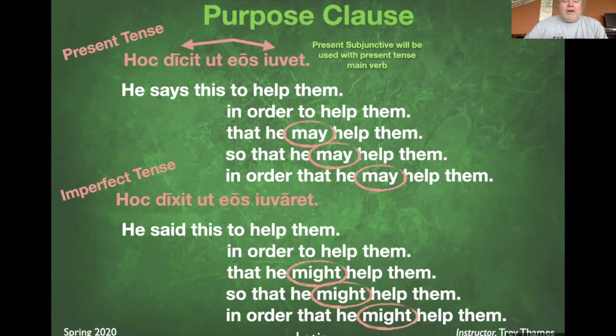So I want to point this out here, that if the main verb is present tense, you're going to have present subjunctive. Present subjunctive will always be used with present main verb. And then the imperfect subjunctive will always be used with the past tense main verb. So that's a correlation you'll want to keep in mind. If it's in the present tense, you use the subjunctive, you translate it may. And if it's the imperfect subjunctive, you would translate it might. And all of this is true for the purpose clause. It will not be true for the result clause, which is something we talk about also this week. So please note that. I want to show you this last slide here.